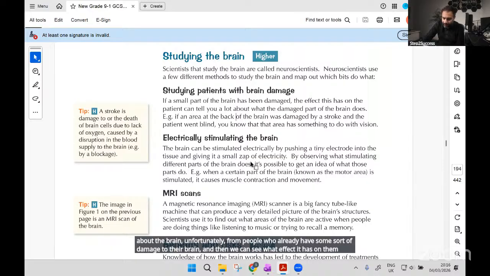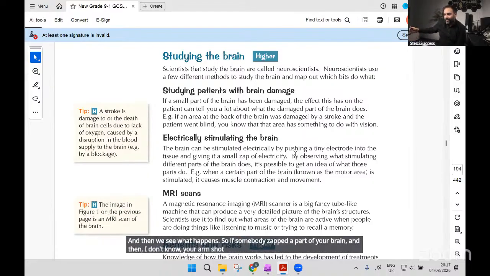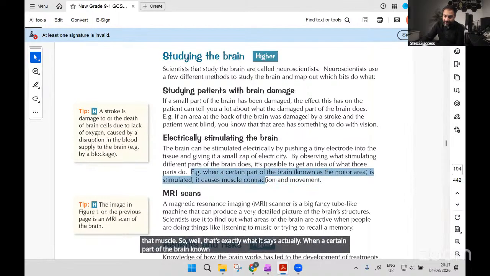We can, and this is a bit of a risky thing to do, stimulate the brain by pushing a tiny electrode into the tissue and giving a small zap of electricity. And then we see what happens. So if somebody zapped a part of your brain and, I don't know, your arm shot up, then you know that that part of the brain is associated with that muscle. That's exactly what this says, actually. When a certain part of the brain, known as the motor area, is stimulated, it causes muscle contraction and movement. So we are able to do that.